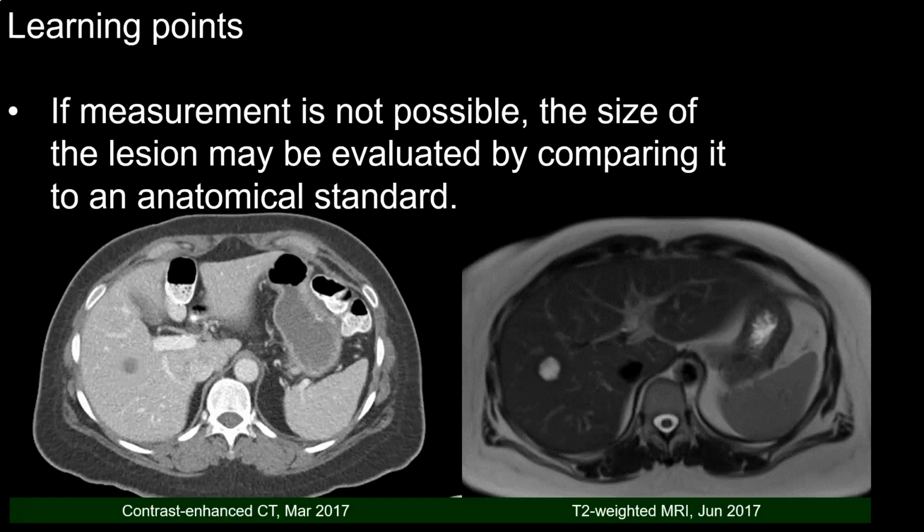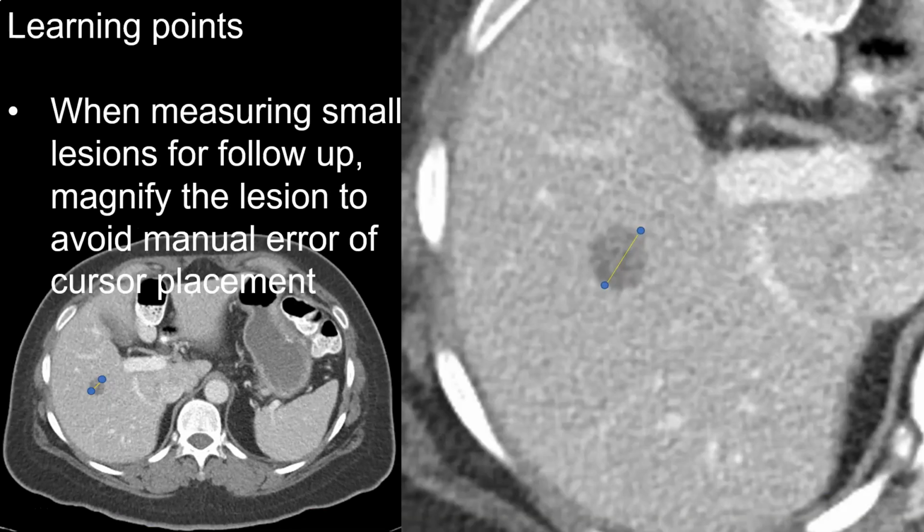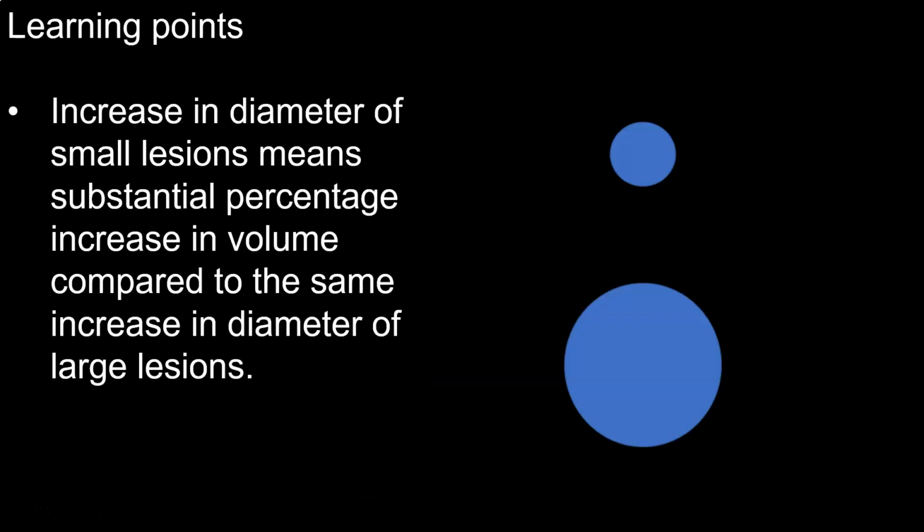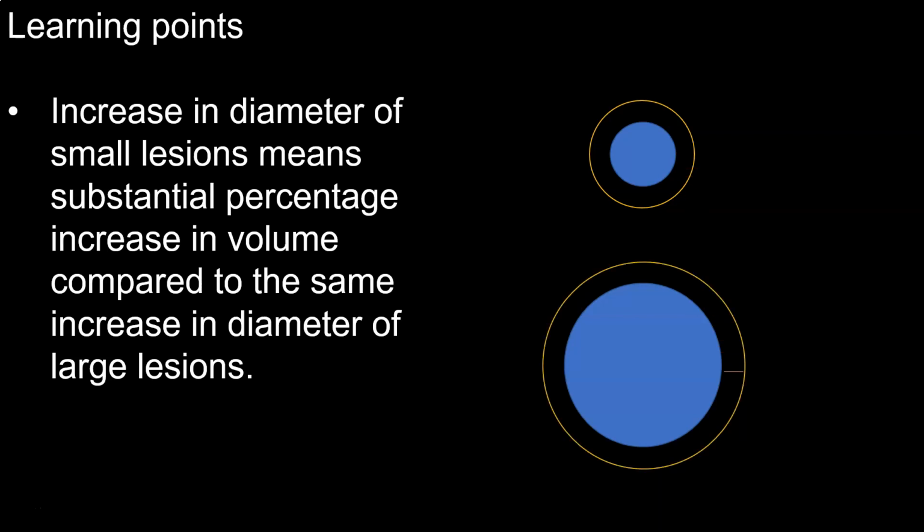If measurement is not possible, the size of the lesion may be evaluated visually by comparing it to an anatomical standard. When measuring small lesions for follow-up, magnify the lesion to avoid manual error of cursor placement, and increase in diameter of small lesions means substantial percentage increase in volume compared to the same increase in diameter of large lesions.